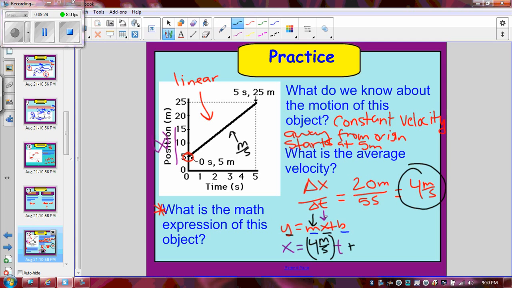And finally, we need to put in there plus whatever the y-intercept is. In this case, the y-intercept is going to be measured in meters. And in this case, the y-intercept was 5. So I'm going to put in 5, but remember, I have to put in a unit that goes with that in order to give it some physical meaning. In this case, the unit is meters. Now, what is the physical meaning of this y-intercept? The physical meaning of the y-intercept in this graph is the starting point. Remember, it started at 5 meters. So there it is. Our math expression is x equals 4 meters per second times t plus 5 meters.